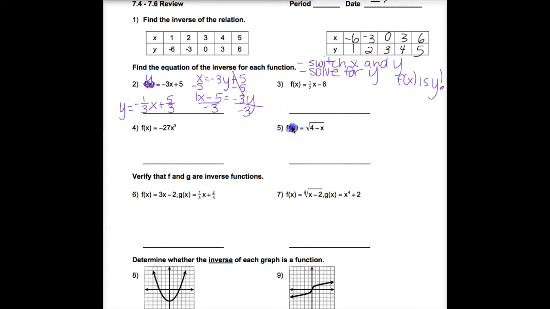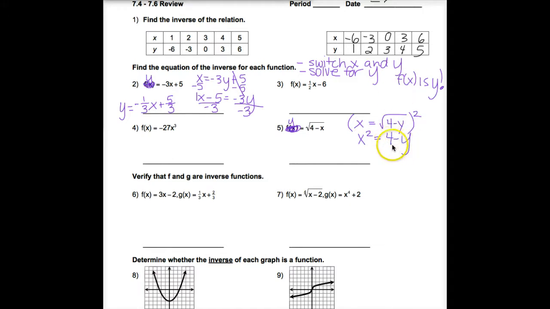So again, f of x is the same as y. So my first step is to switch the x and the y. So x equals square root of 4 minus y. If I want to get y alone, I've got to get rid of this square root. The opposite of square rooting is to square both sides. So I'm going to square both sides here. So on the left side, I've got x squared. On the right side, the square root and the squared undo each other. So all I've got is 4 minus y.